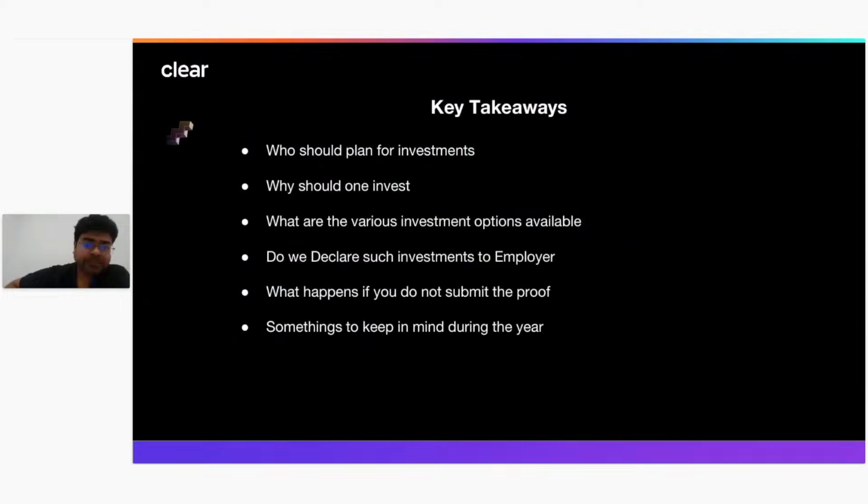Now, let's take a look at what topics we are going to cover today. First and foremost, we will understand who should be planning for the investment and what is the fundamental behind investing. Later we are going to look at various investment options that are available, and we will understand the importance of choosing the right regime and declaring incomes and expenses. Finally, we are going to discuss something that we must keep in mind during the entire year.